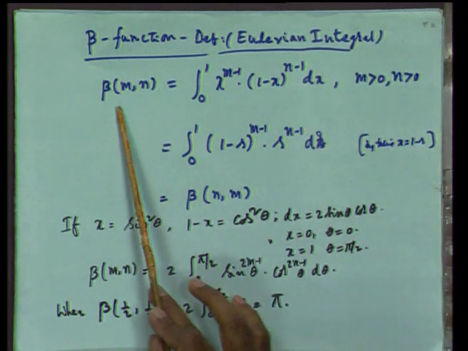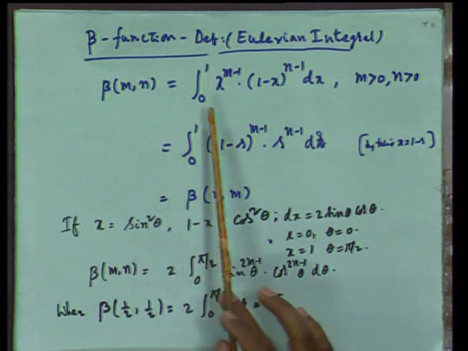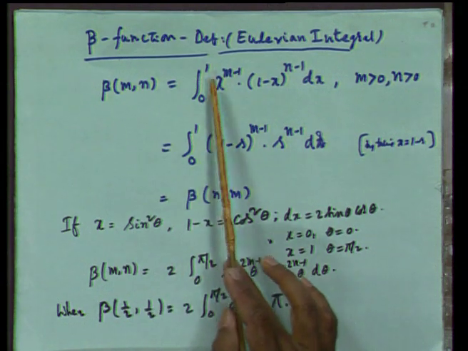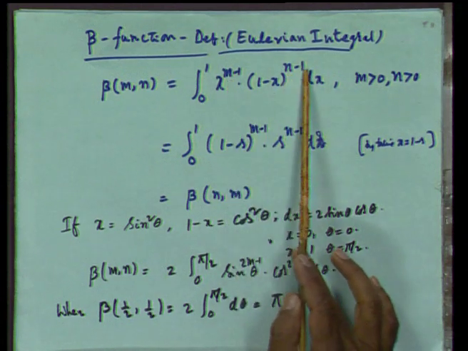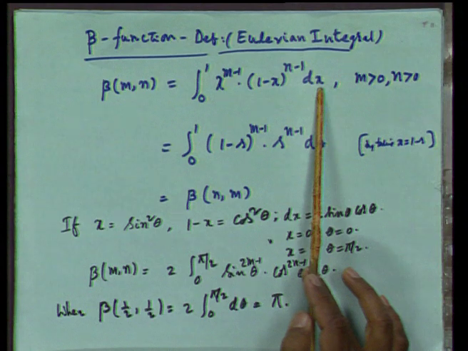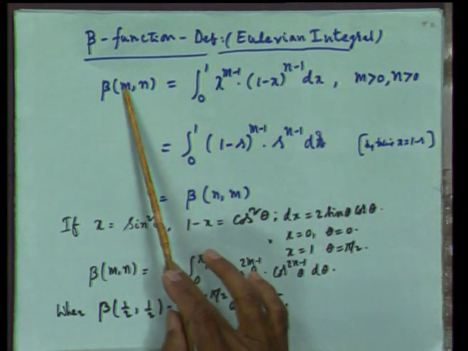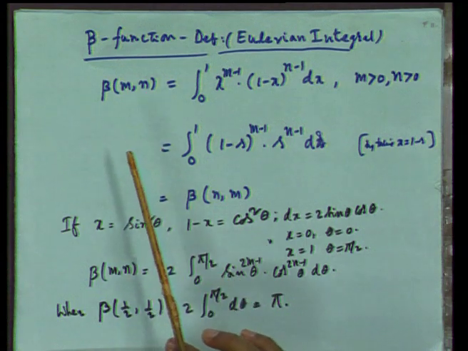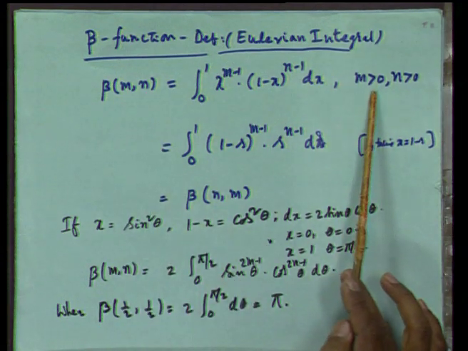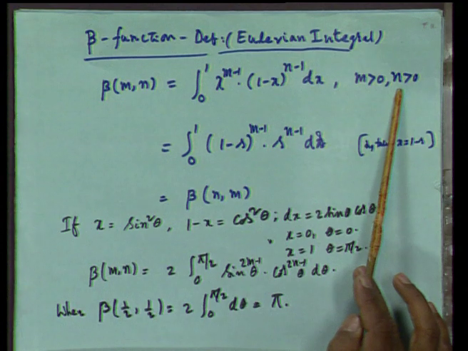I repeat the definition: beta m n is defined as the integral from 0 to 1 of x to the power of m minus 1 into 1 minus x whole to the power of n minus 1 into dx. Here also m and n need not be natural numbers, they can be any real numbers. Of course, the restriction m greater than 0, n greater than 0 is there.